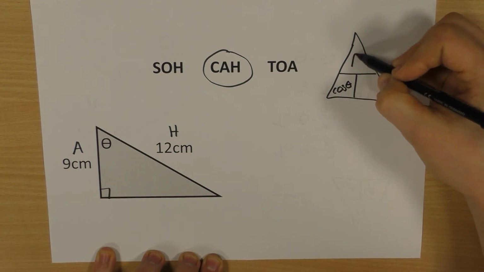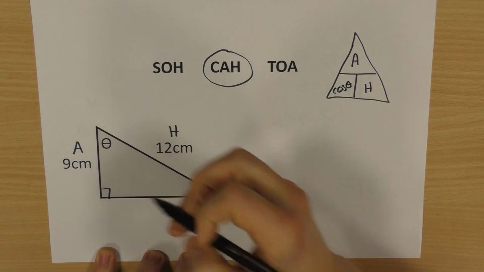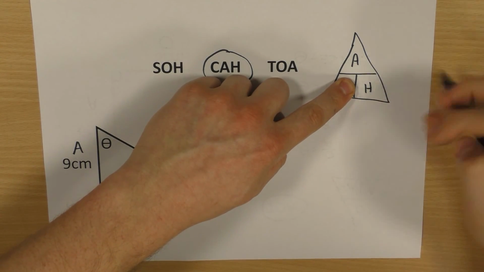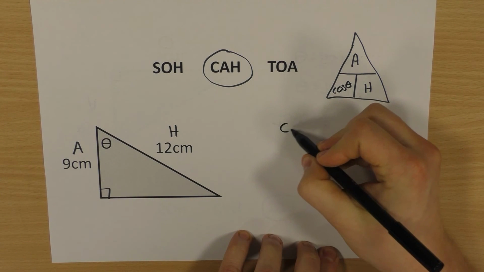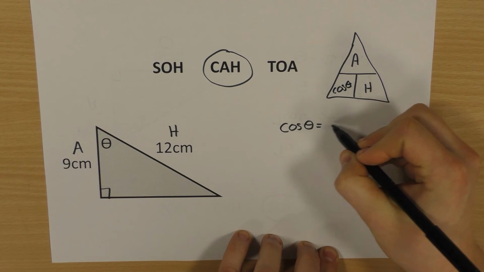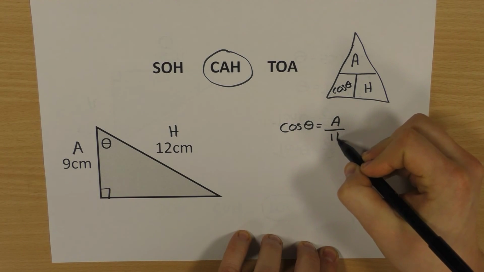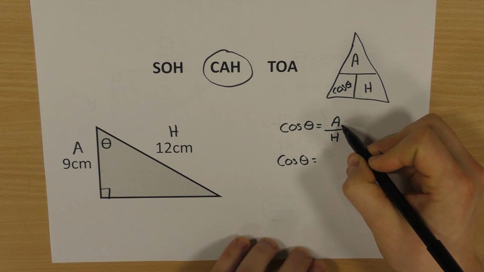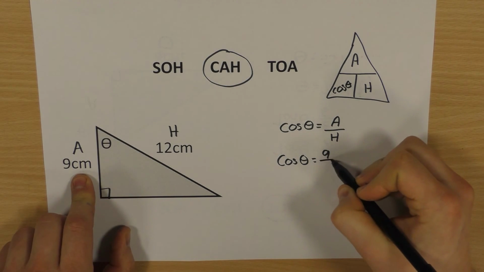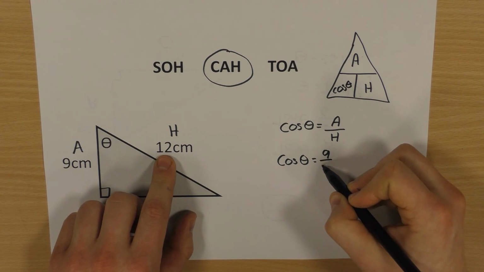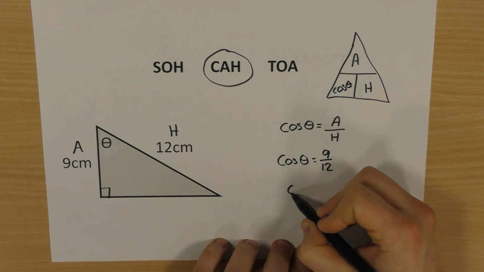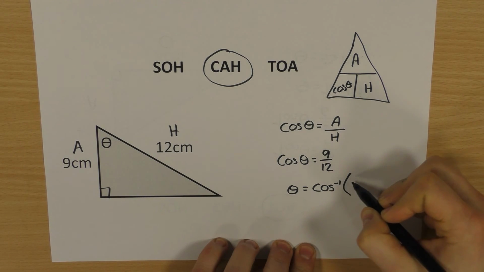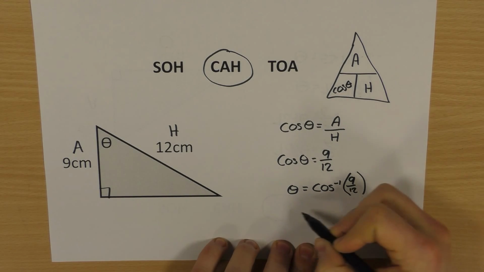Cos theta, adjacent, hypotenuse. And again, I'm after the angle, so I cover up the angle, and I'm doing the adjacent divided by the hypotenuse. So cos theta equals the adjacent divided by the hypotenuse. Substitute in what we know. Well, cos theta, the adjacent was 9, and the hypotenuse was 12. Again, I just want theta, so I do the inverse of cos. So remember that little -1, 9/12.